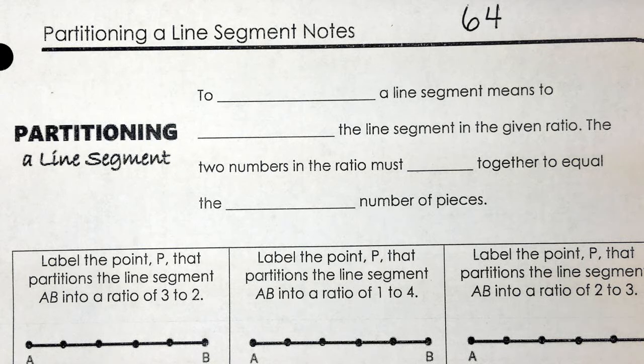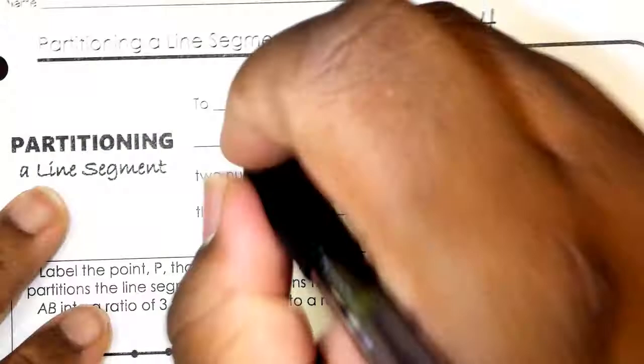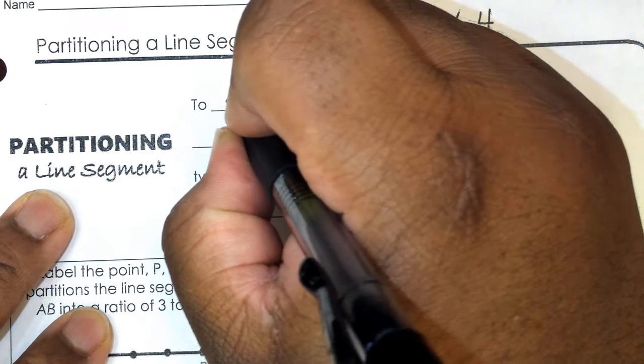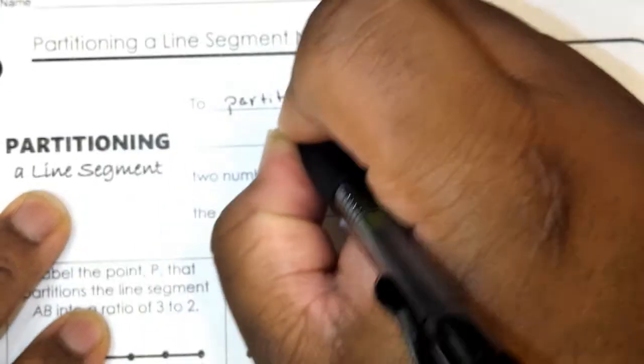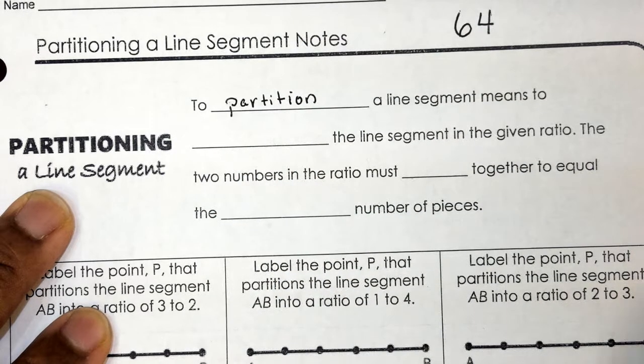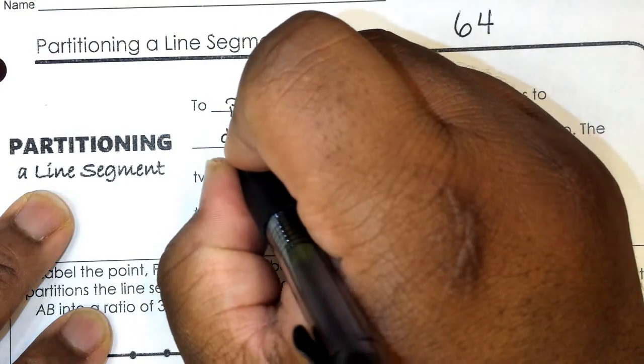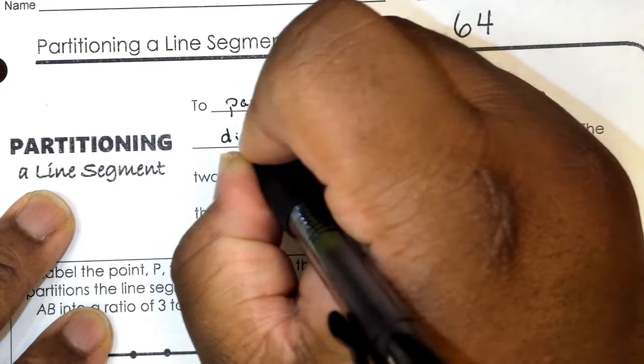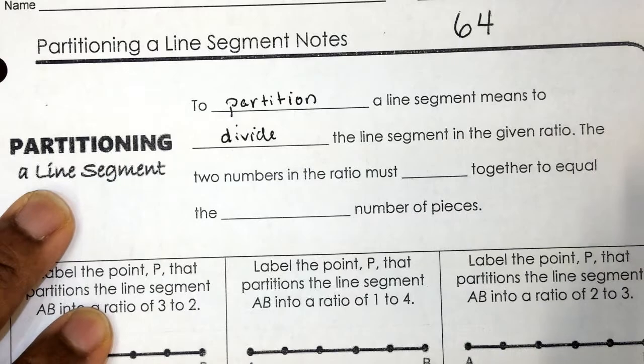Alright. So partition of a line segment notes. Partitioning a line segment. Definitions at the top. To partition. It's two T's. To partition a line segment means to divide the line segment into a given ratio.